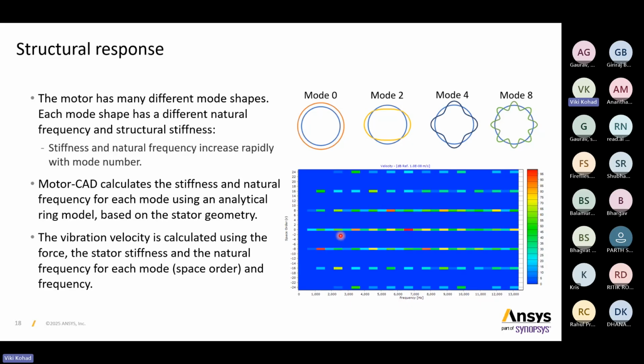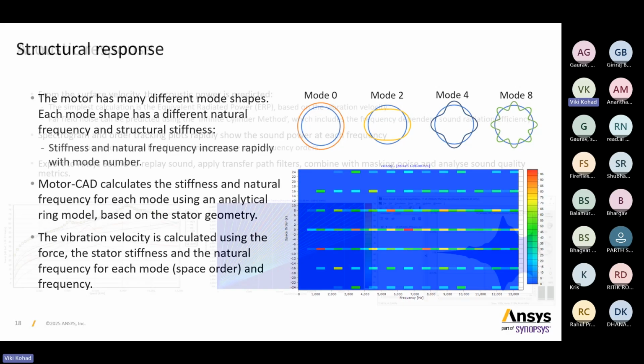Here it is around space order 0 and at around 7000 rpm. In this way you have to analyze and conclude for the motor at which speed my motor is getting more noise. So you have to check the structural response inside Motor-CAD also, and it will give you the indication at which mode your rotor or stator becomes more stiff.